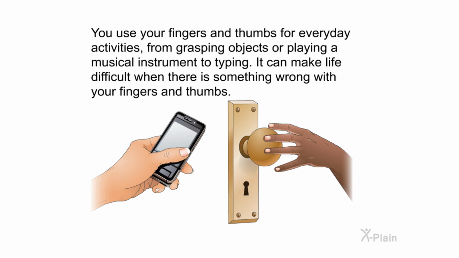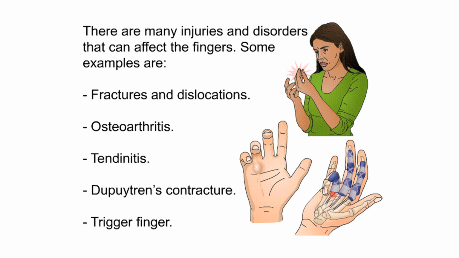Summary. You use your fingers and thumbs for everyday activities, from grasping objects or playing a musical instrument to typing. It can make life difficult when there is something wrong with your fingers and thumbs. There are many injuries and disorders that can affect the fingers. Some examples are fractures and dislocations, osteoarthritis, tendinitis, Dupuytren's contracture, and trigger finger.